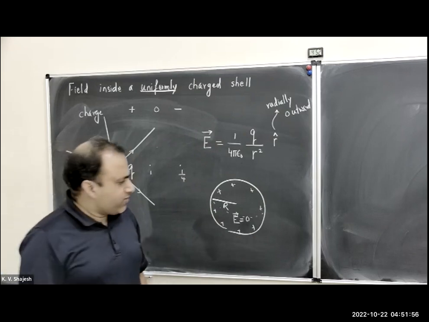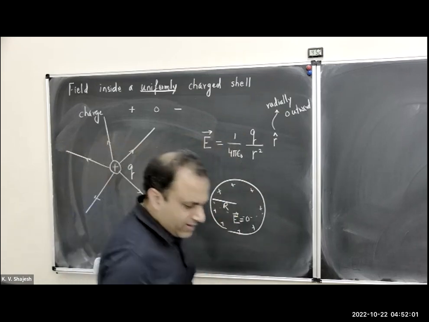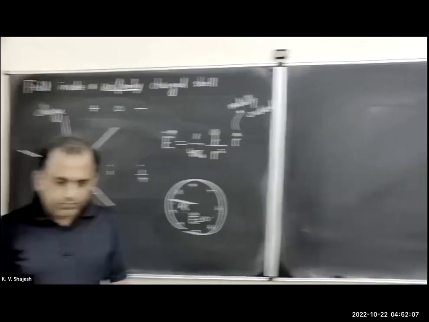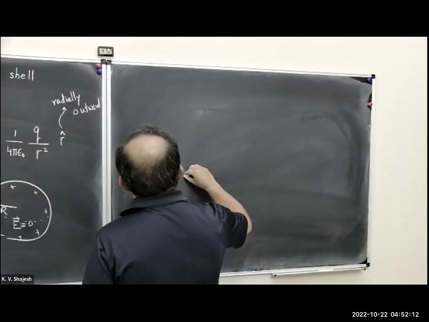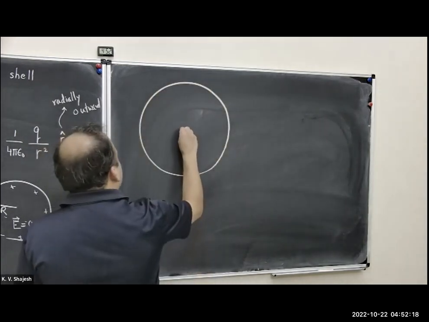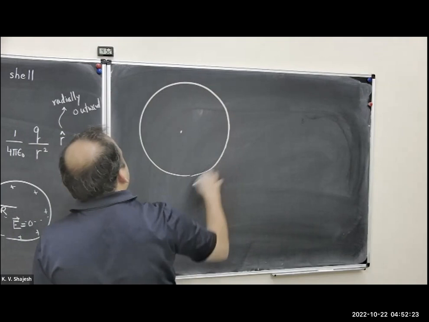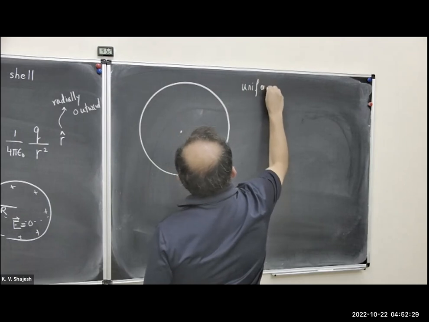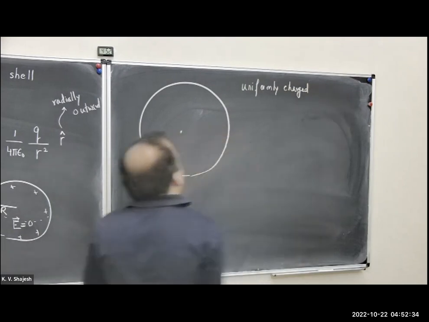Okay, so let me go back and say, inside a spherical shell, the electric field is 0. Let's motivate that. We again take this spherical shell. That's your sphere, and that's the center of the sphere. That's positive, with equal distribution everywhere. This is uniformly charged, and it's important that it's uniformly charged.